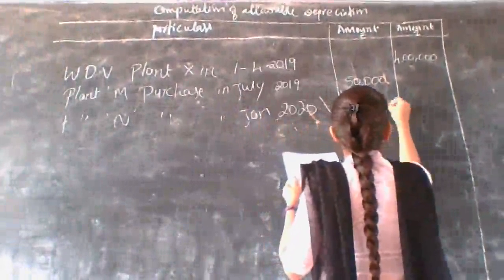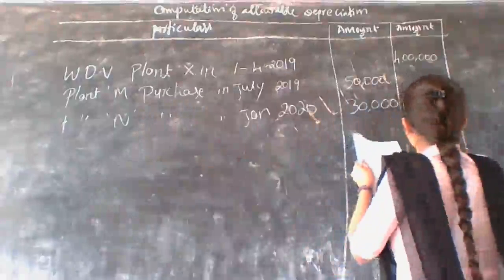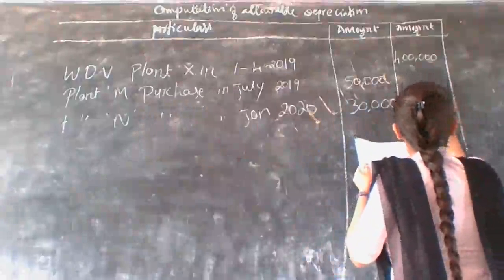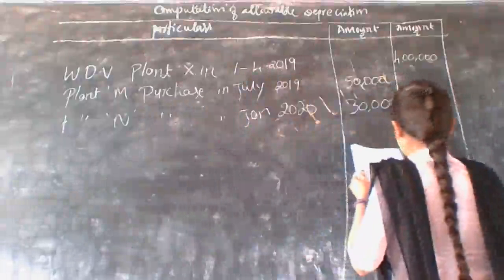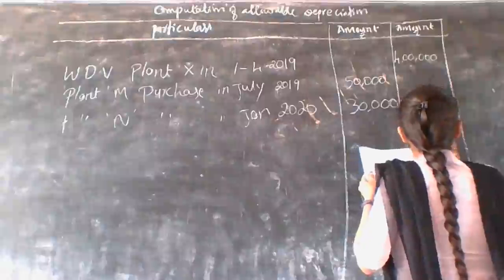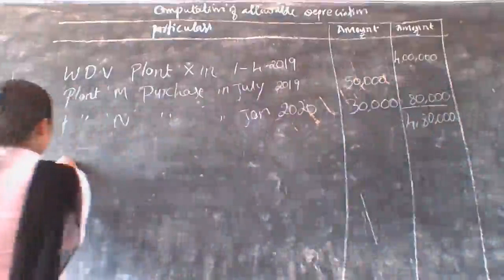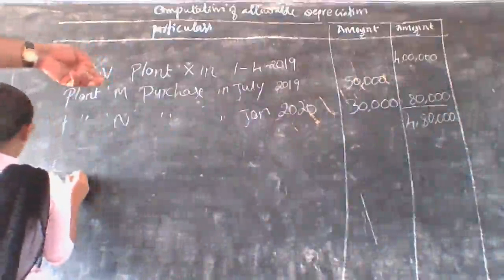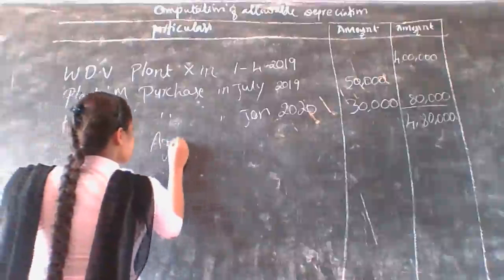So another plant purchased in January 2020, 30,000. So total purchase during the year 80,000. So total value of the asset 4 lakh 80,000. You can say that is aggregate value of asset. You can write right here aggregate value of asset.